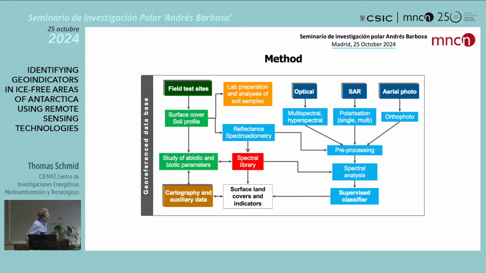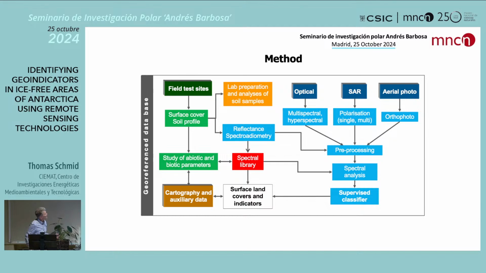Over the years, we've developed a method which is quite simple. It's integrating all our data into a common database where, in the end, we are able to have a distribution of land surface covers and our geoindicators, which we're studying. One of the most important parts is the field sites, because we have to validate all our data. We have to calibrate our data. So this is a really important part when we go out to the field.